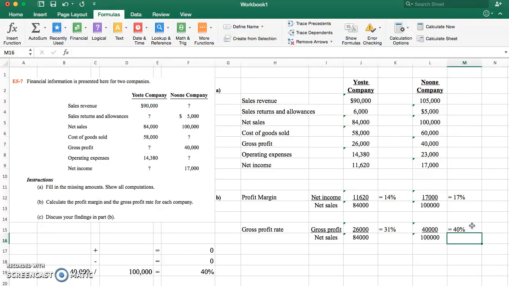The difference between profit margin and gross profit rate is that our profit margin tells us how much profit is being made based on the total expenses of the company, whereas gross profit rate only deals with the expense of the cost of inventory.